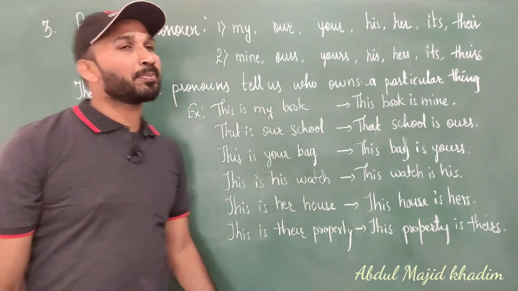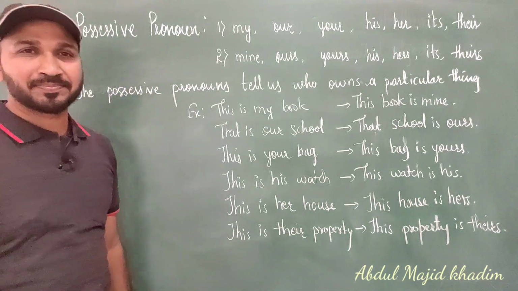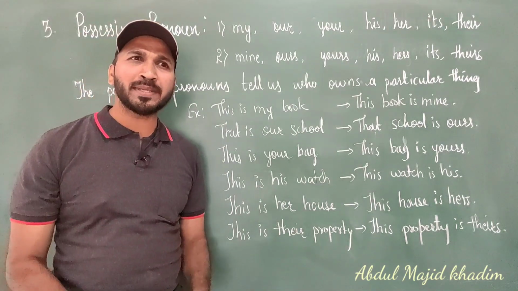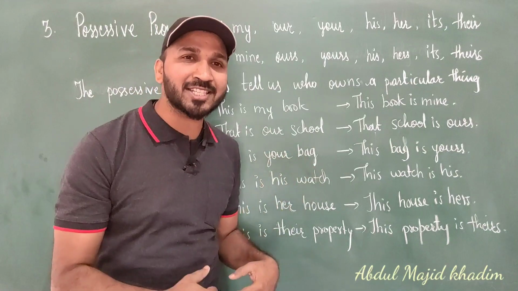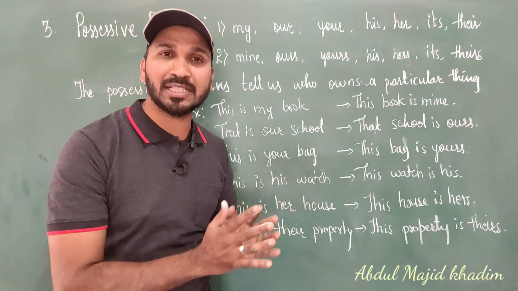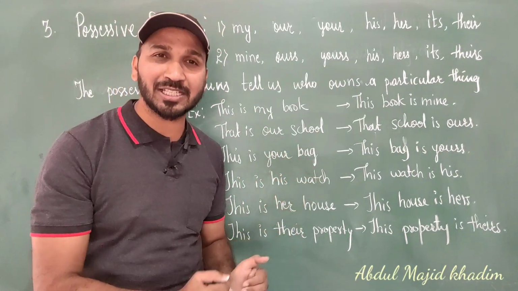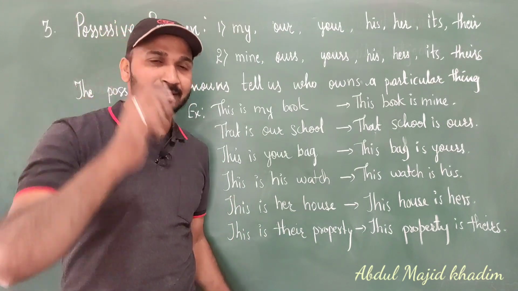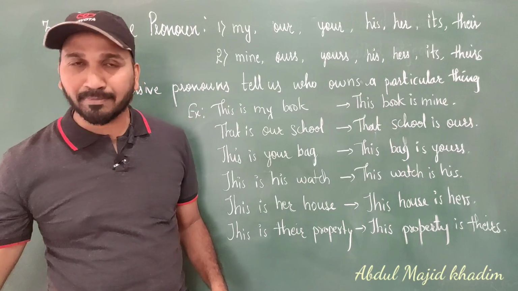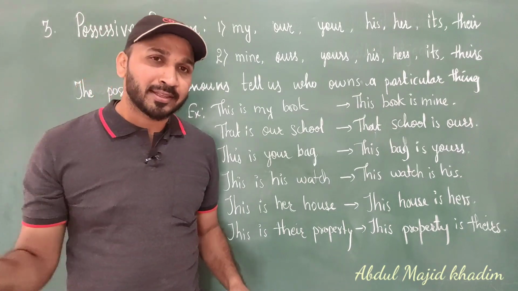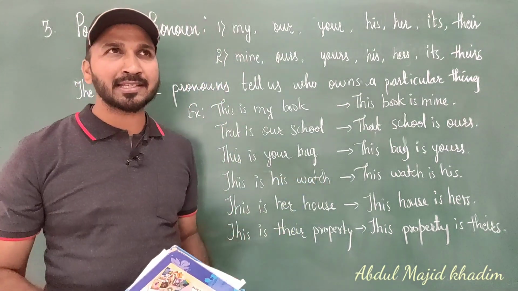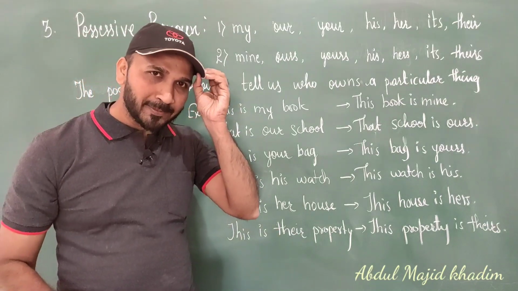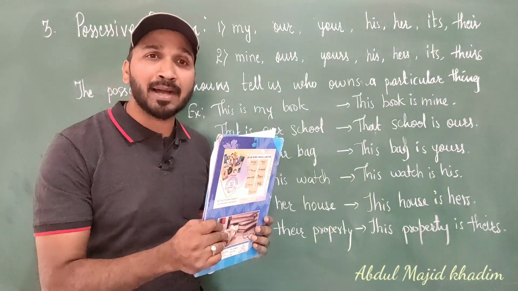Now the third type of pronoun is the possessive pronoun. Possessive means it shows possession: who possesses, who owns a particular thing, they show that. For example, this is my cap, this is my t-shirt, this is my book. Or else I can say, this cap is mine, this book is mine.